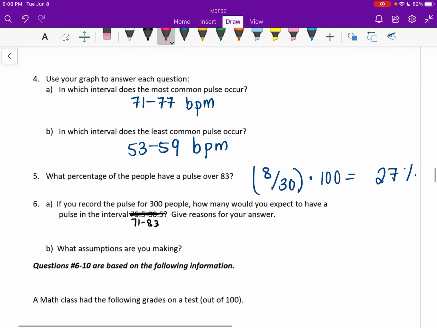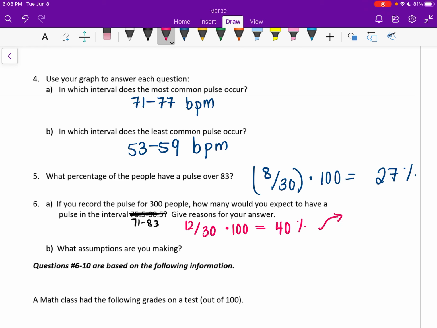So 7 plus 5 people is going to give us 12, right? So 12 out of 30 people times 100. So we want to find the percentage. 12 divided by 30 is going to be 40%, right? So 40% of people have that pulse rate in our group of 30.